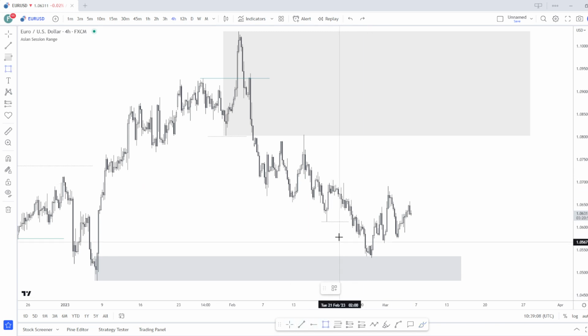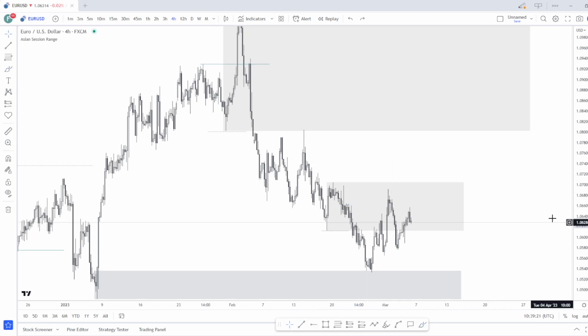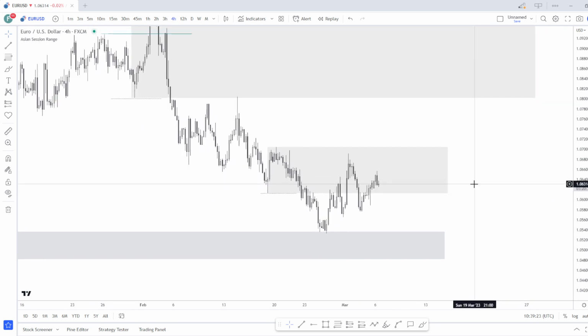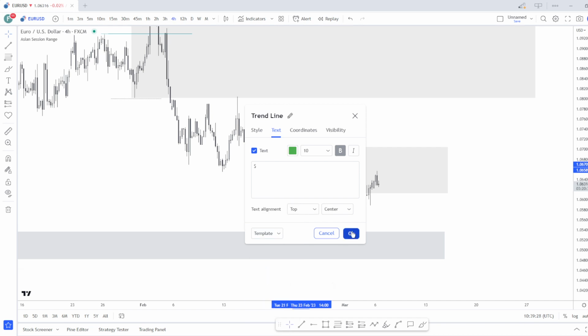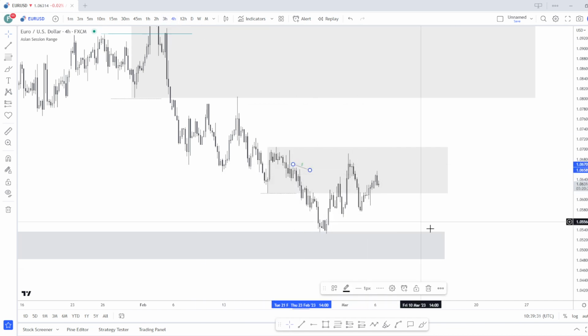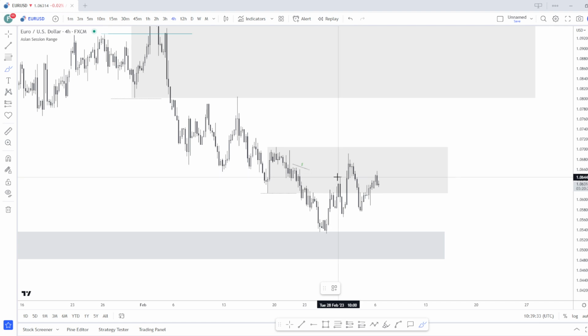But here we have our supply. Let me mark that out. We've mitigated 50% of that supply, and you can probably already see the key difference here: we've come up, we've swept liquidity here into a nice type 2 POI, which I will mark in a second. But currently, that lower time frame structure is bullish on EU as opposed to bearish.